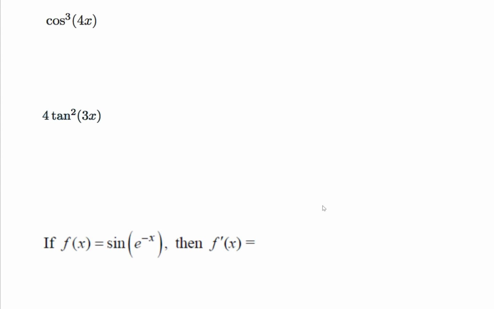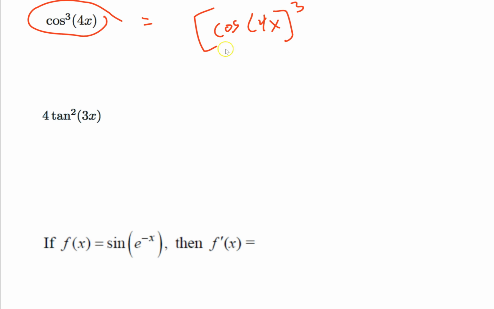So look at some of these. Cosine cubed 4x. Now remember, the first thing with this is the thing I told you about earlier. You have to rewrite that. It's the same thing as saying cosine 4x all to the third power, right? That's the way you want to rewrite it. It helps you solve a problem so much easier, right? Anytime you see that, it's the whole thing to that power.